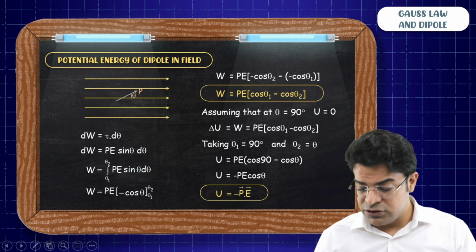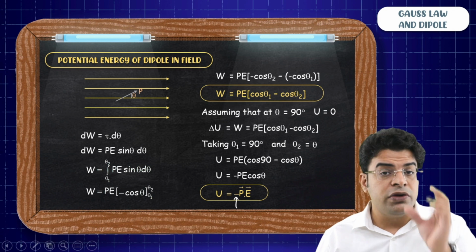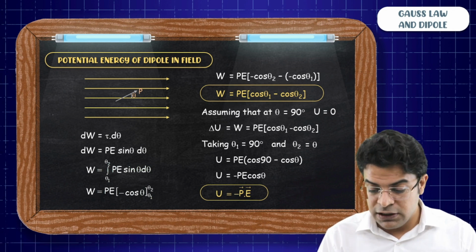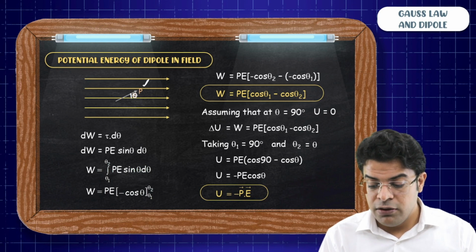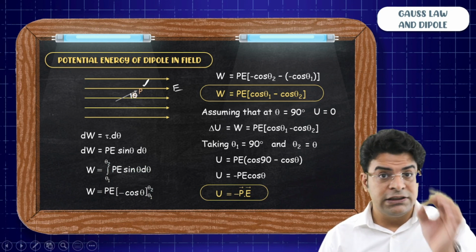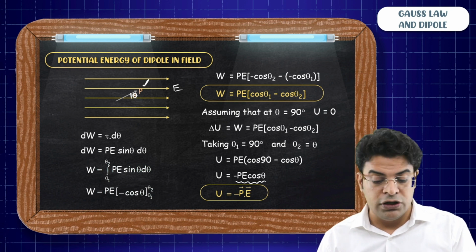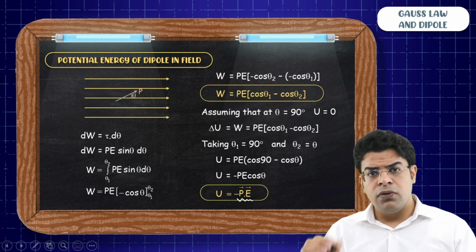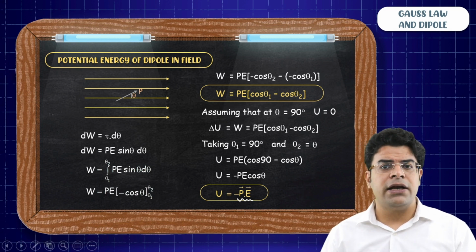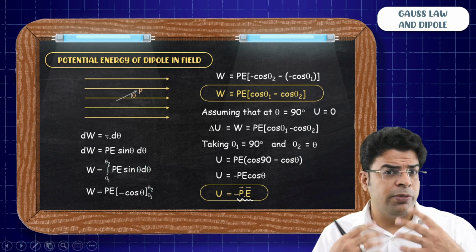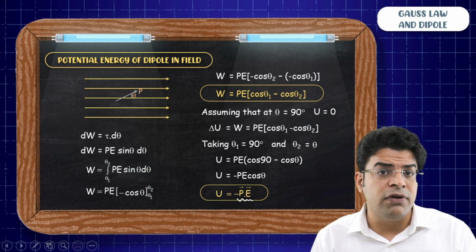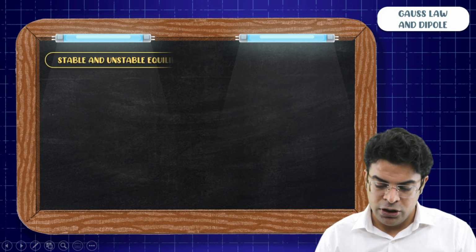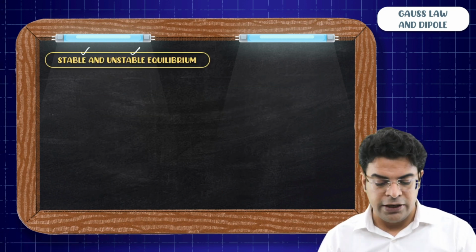Now many times students forget this minus sign. So beta, you need to keep this minus sign in mind. The potential energy when the dipole makes some angle theta with the direction of the electric field is given by minus Pe cos theta, which can be written as minus P dot E. Now let's utilize this to understand for what angle the potential energy will be maximum, for which angle it will be minimum, and what is the meaning of stable equilibrium and unstable equilibrium. So let's talk about stable and unstable equilibrium.